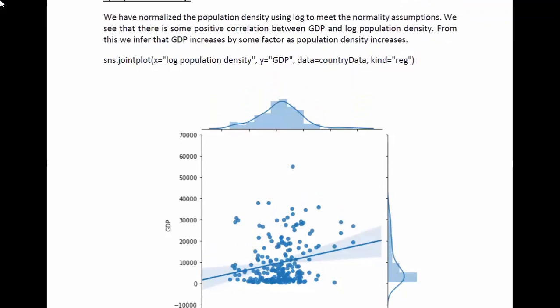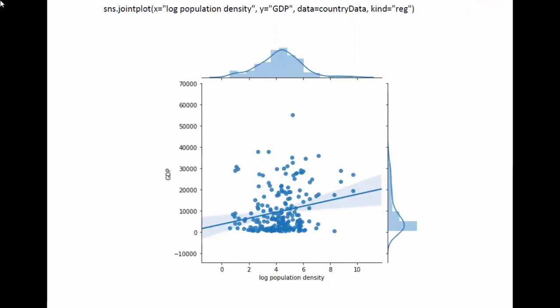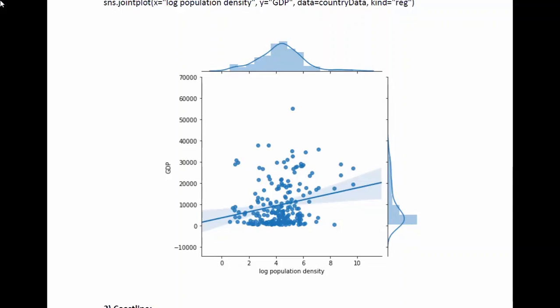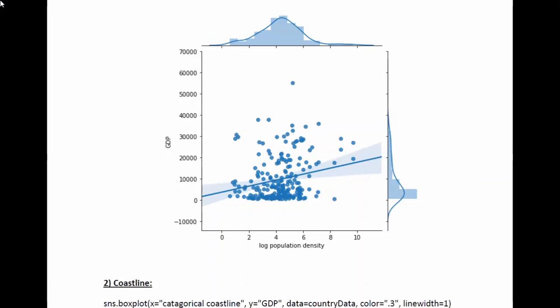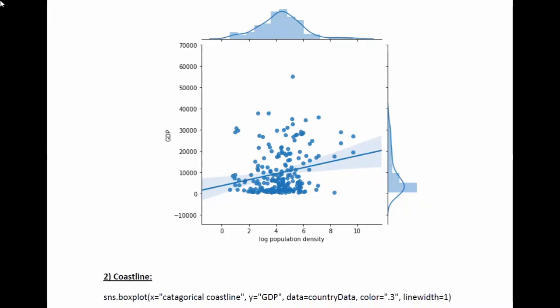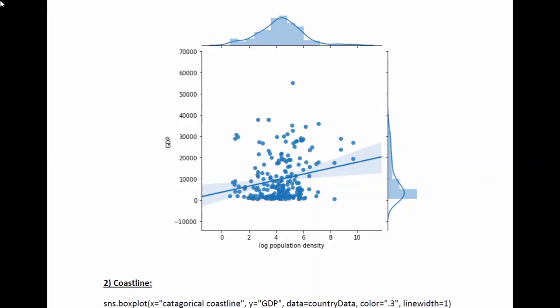Yeah. So this is about the population density. Since the just the raw data of population density did not satisfy all the factors of normalization, we had to take the log of the data, and we can say that there is a very slight positive correlation between the two factors. And there's only a very small effect between population density and GDP.